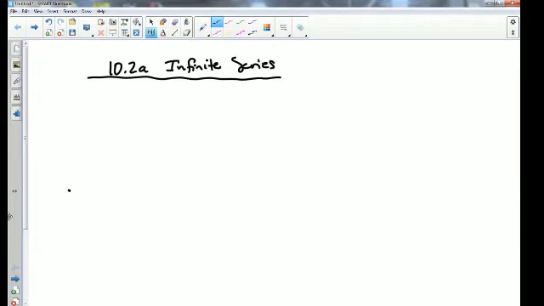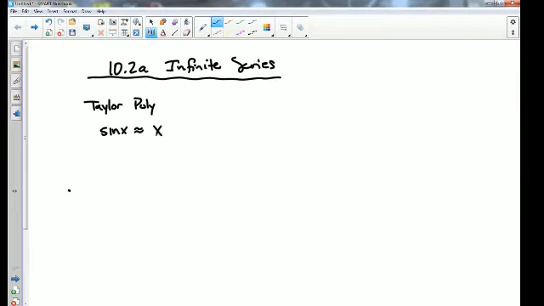Infinite series. We're going to approach this through Taylor polynomials. So do you remember the Taylor polynomial for sin x? Anybody have it memorized yet? It's an odd function, isn't it?